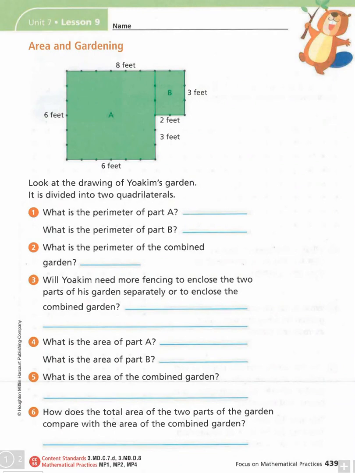This is Math Expressions, Unit 7, Lesson 9. This is the last lesson of this unit. Let's start off with our name, number, and the date up there. And then when you're ready to go, let's go ahead and start.